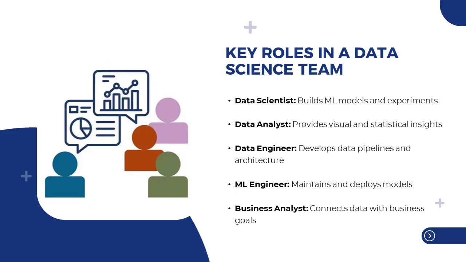Key roles in a data science team. A successful data science project requires a multidisciplinary team, where each role plays a specific function. The data scientist is at the core, responsible for exploring data, building models, and validating results. They need strong skills in statistics, programming, and machine learning. Data analysts focus on interpreting data and creating visualizations and dashboards. They provide insights that guide business decisions and often bridge the gap between raw data and strategic planning.